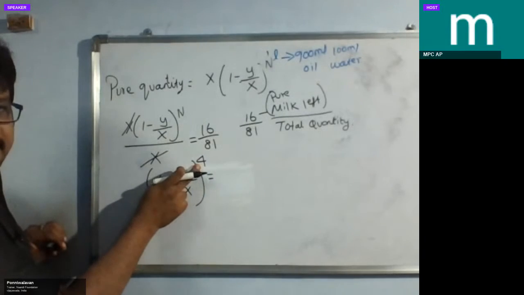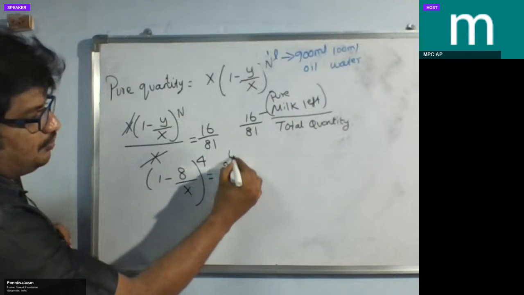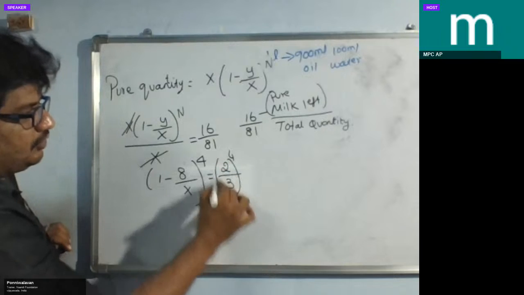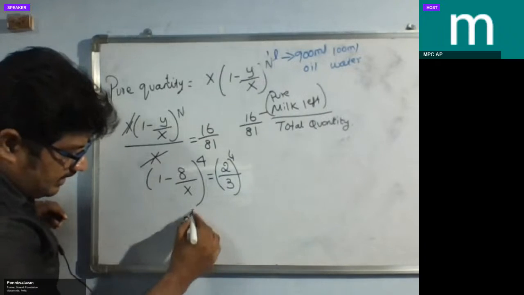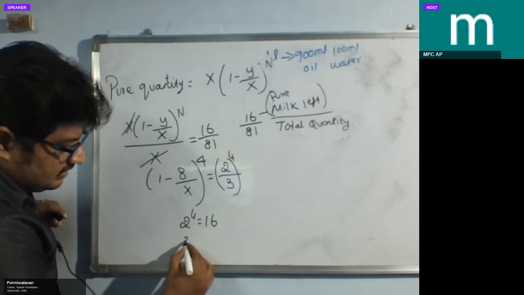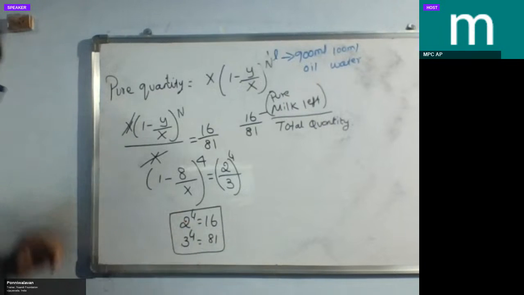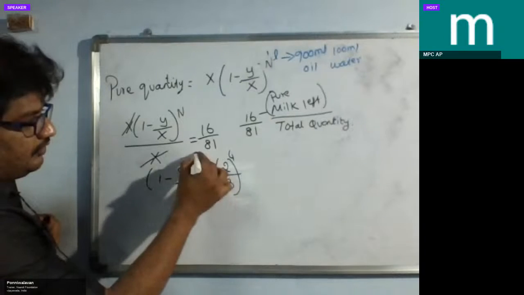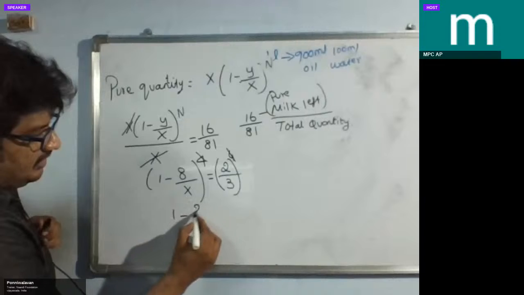So here it is 4, right? So try to write it in the power of 4. 16 we can call as 2 power 4, and 81 we can call as 3 power 4. 2 power 4 is 16, 3 power 4 is 81. Okay, so this 4 will get cancelled. So 1 minus 2 by 3 came here.